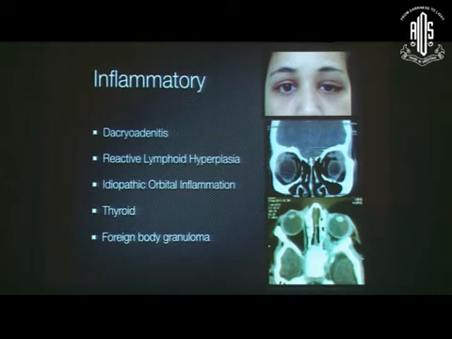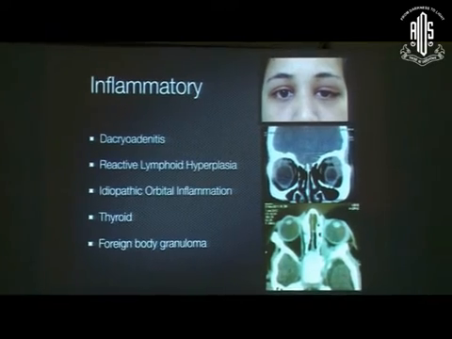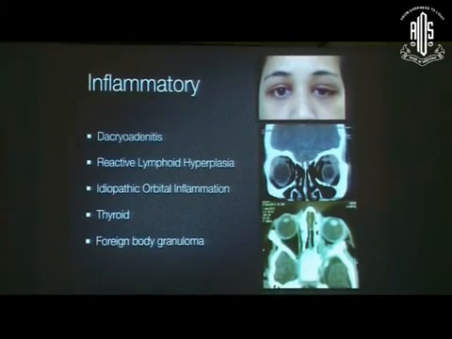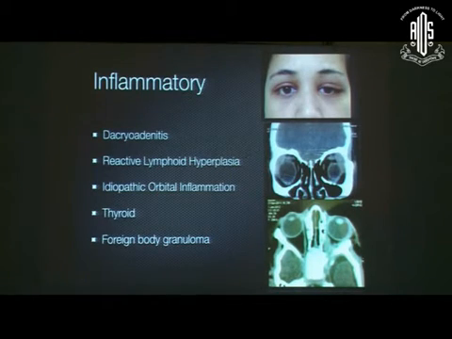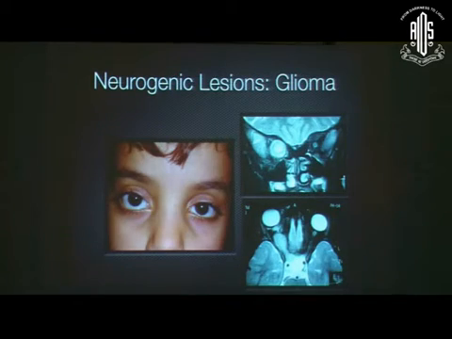Then there can be inflammatory lesions like dacryoadenitis, where you can have a classic S-shaped deformity of the eyelid. Do a Schirmer's test; reduced tear secretion on the affected side goes in favor of an inflamed lacrimal gland. Other inflammatory pathologies can be reactive lymphoid hyperplasia, idiopathic inflammation, which is relatively less common in children. Thyroid, again, less common. And sometimes there is a foreign body which goes unnoticed in children, and that may lead to a granuloma formation.